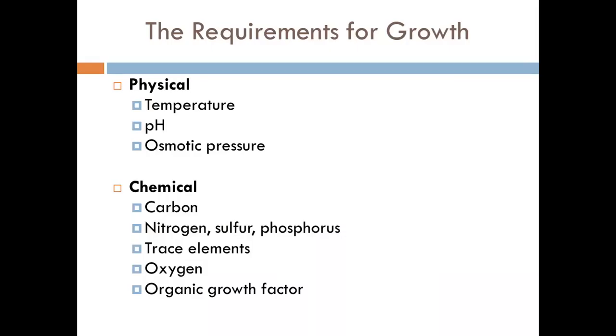The requirements for microbial growth can be broken down into two categories, physical and chemical. In this first part, we'll be covering the physical: temperature, pH, osmotic pressure. In the second part, we'll be covering the chemical requirements, which is carbon, nitrogen, sulfur, phosphorus, trace elements, oxygen, and organic growth factors.